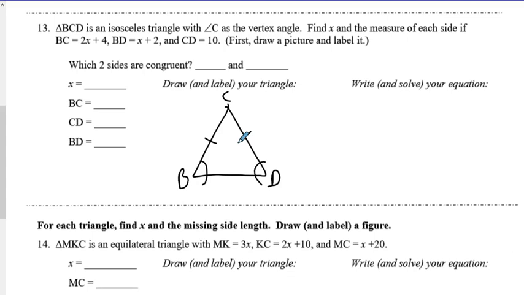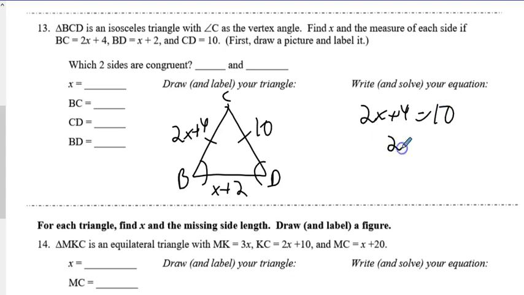Now, find x and the measure of each side. If BC is 2x plus 4, and BD is x plus 2, we don't need that right now. We're going to hold that off to the side. And CD is just straight up 10. Well, the two sides, BC and CD, are equal. So I just say 2x plus 4 equals 10. Subtract 4. 2x is 6. Divide by 2. X is 3.